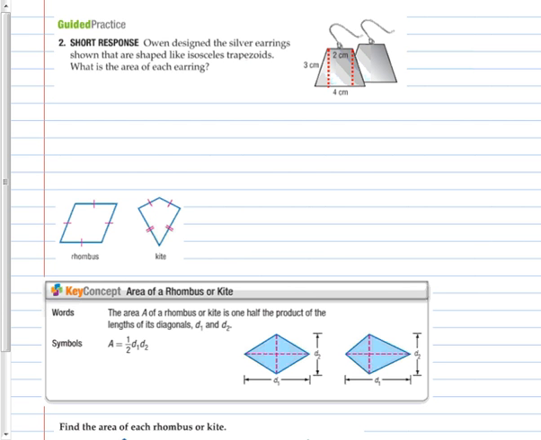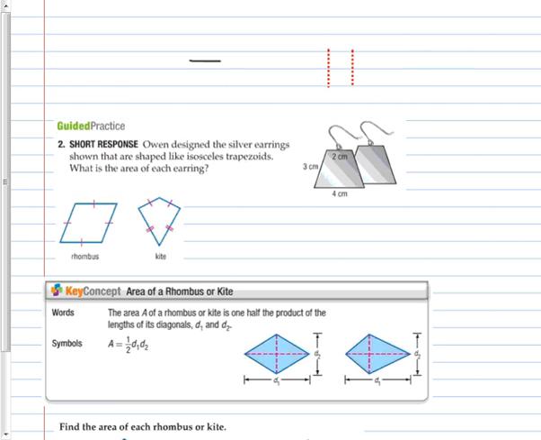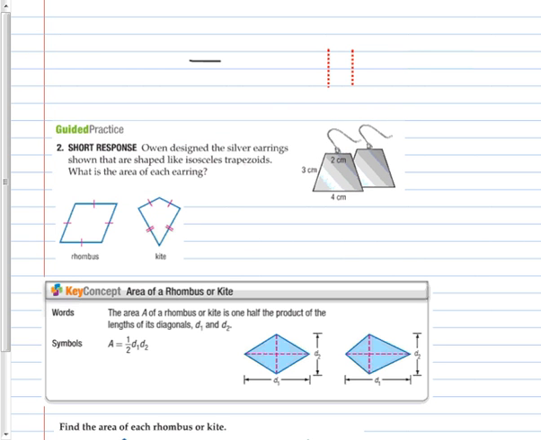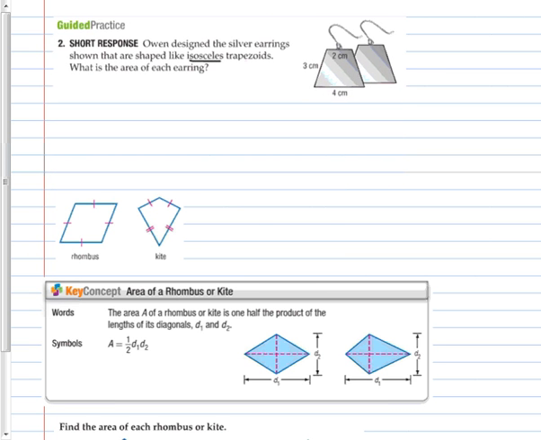Owen designed the silver earrings shown. They are shaped like isosceles trapezoids. What does that mean, isosceles? Congruent. Do you remember what those side legs, we call them? Congruent legs. They have congruent legs. What is the area of each earring? Oh, I shouldn't have left these things here. That gives you too much of a clue. We have isosceles ones, and we want to find the area of each earring.